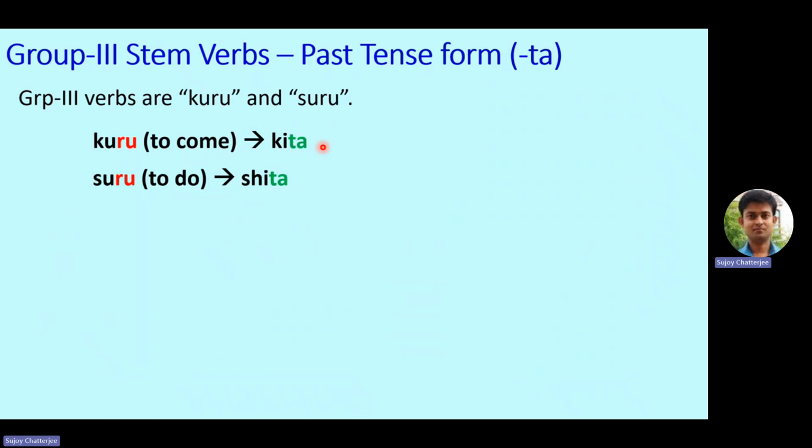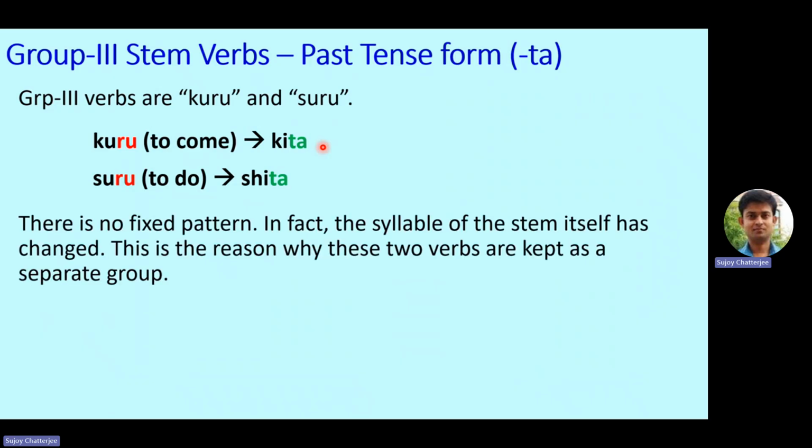So this is devoicing of vowels. We do not say it as shita, we say it as shta. The pronunciation is shta. It's not shita, it's shta. Kuru becomes kita, suru becomes shita.